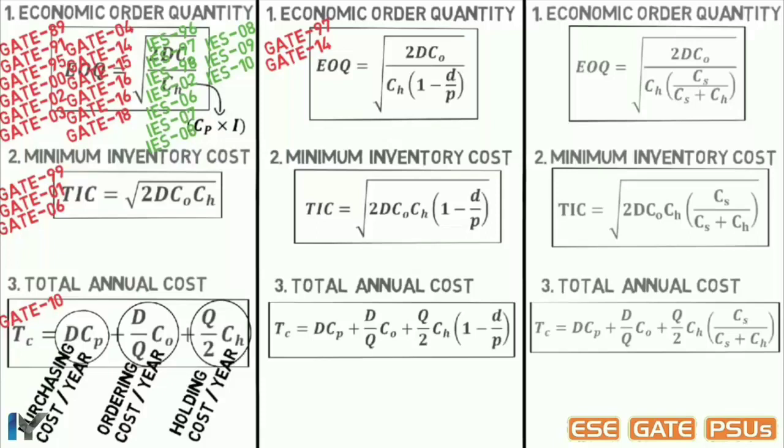4 formulas were given in the option. Choose correct formula for EOQ. Another question was there from this topic. If annual demand is fixed, then EOQ gives minimum what?